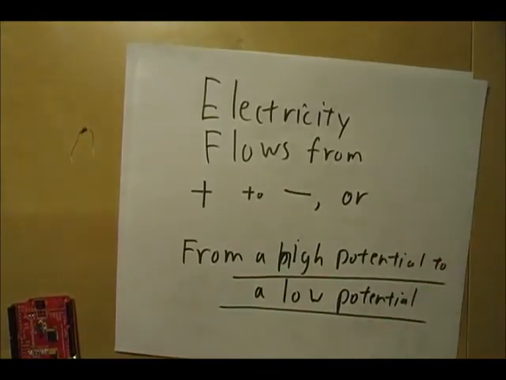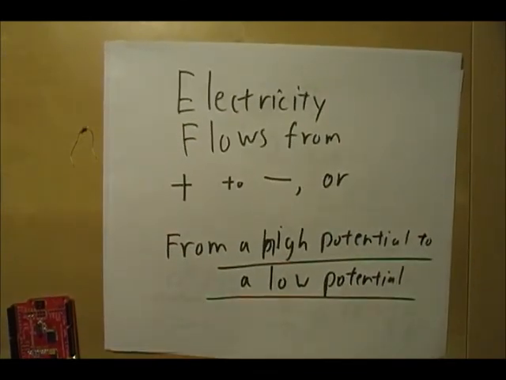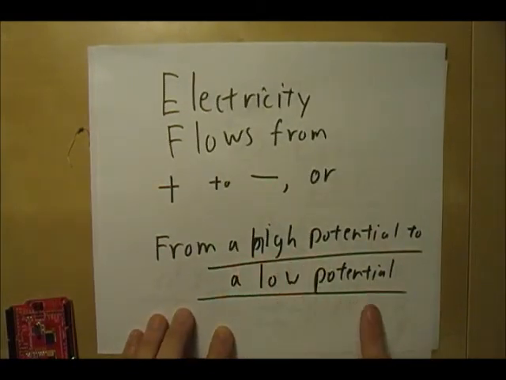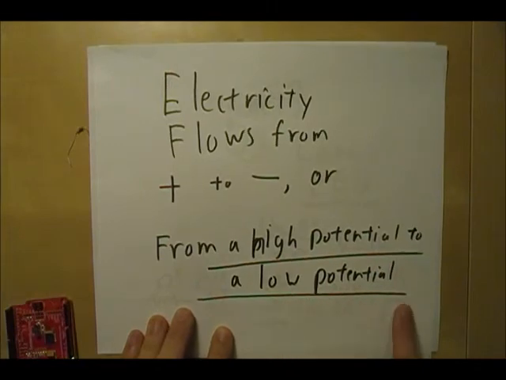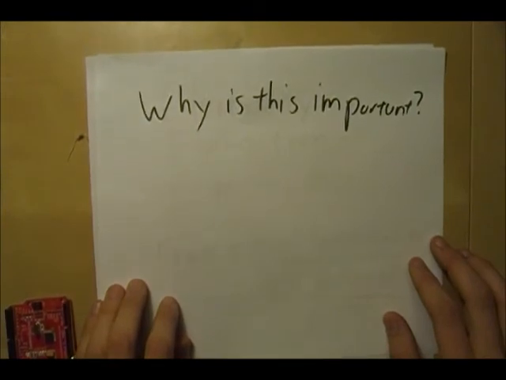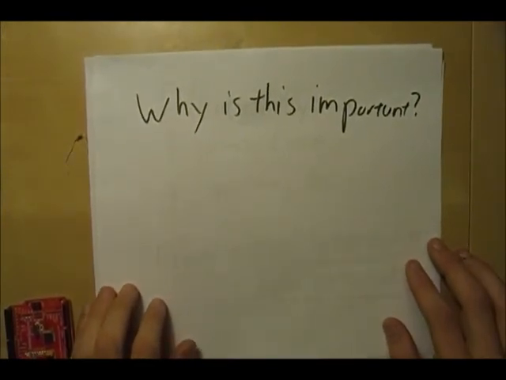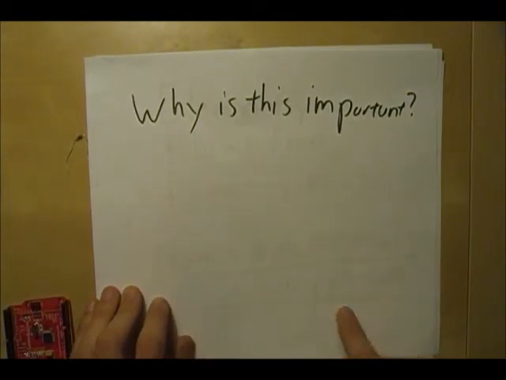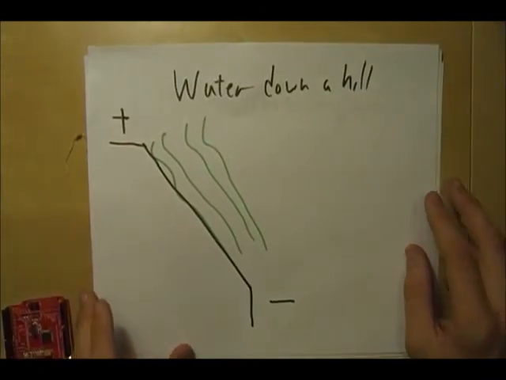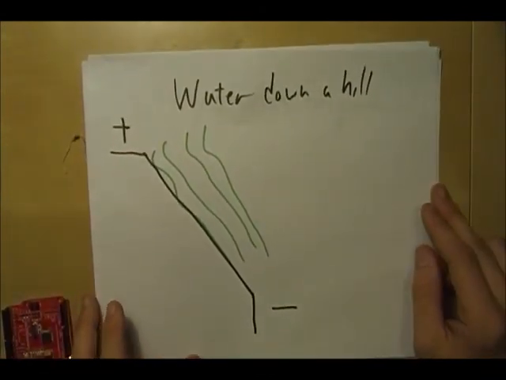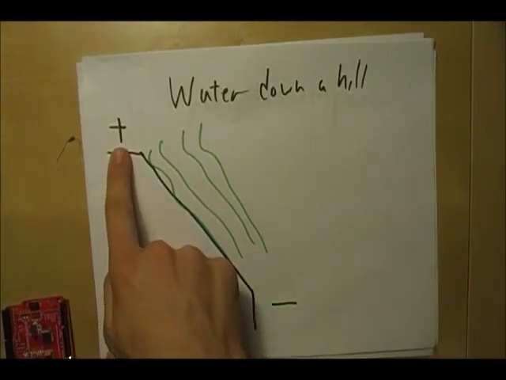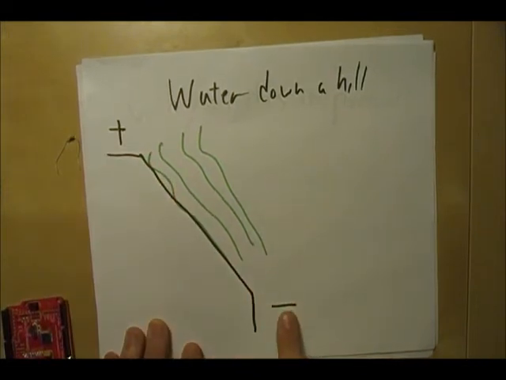Let's talk about how electricity flows from positive to negative. Electricity flows from an area of high potential to an area of low potential. It flows from an area of high voltage to an area of low voltage. Now, why is this specifically important? It's important because when you're making your pieces, you have to understand how the electricity will be flowing through the system.